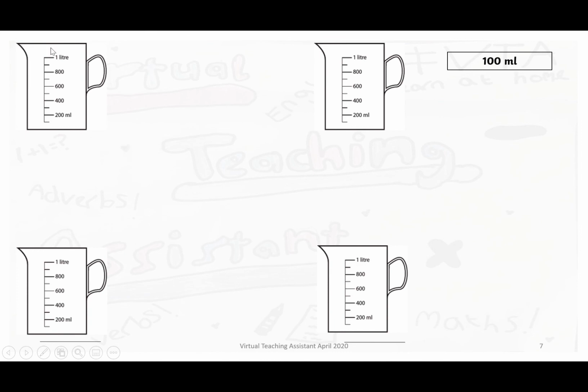So here's my jug. How much has this one got in, do you think? It's right in the middle of 400 and 600. How much do you think that would be? If you want to pause it to have a bit longer to look at it, do it now, because I'm going to move on. It's 500 ml. Well done.